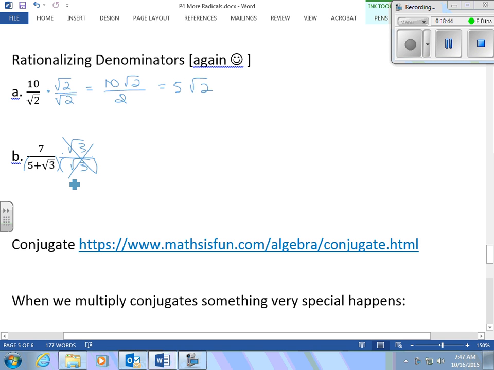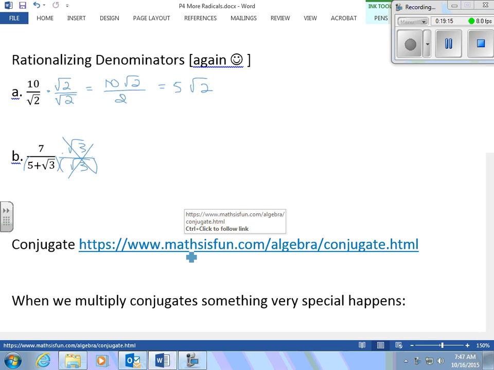Okay? And in order to make that work, we have to learn a new term, which is called a conjugate. And I've got a link here. Let's see if it's going to work. Okay, it's not going to work. But on your notes, it should work for you to be able to open the definition of conjugate.